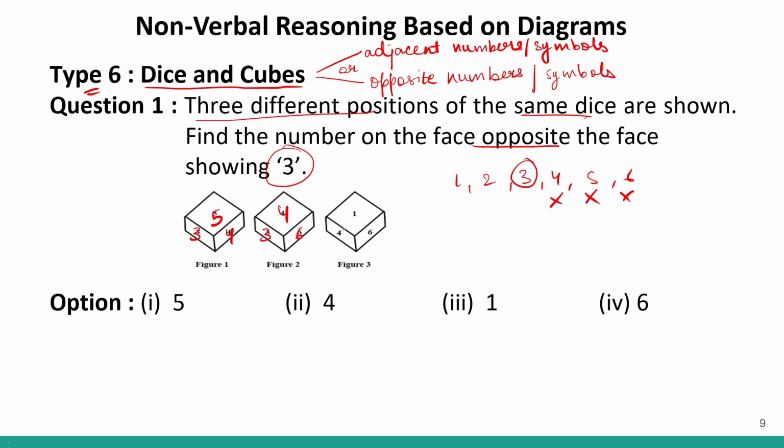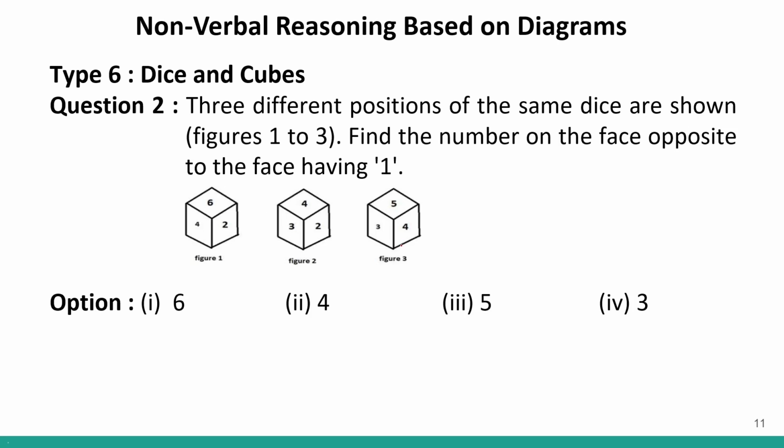Now over here we have 4, 1 and 6. That means 1 and 6 are adjacent to 4. In figure number 2, 6 is already adjacent to 4. So 1 will come here automatically because 1 is adjacent to both 4 and 6. So over here also 1 will be adjacent to 4 and 6. So if 1 comes over here, which number will be opposite to 3? It will be 1. So 1 will be our answer, which is option number 3. Clear?